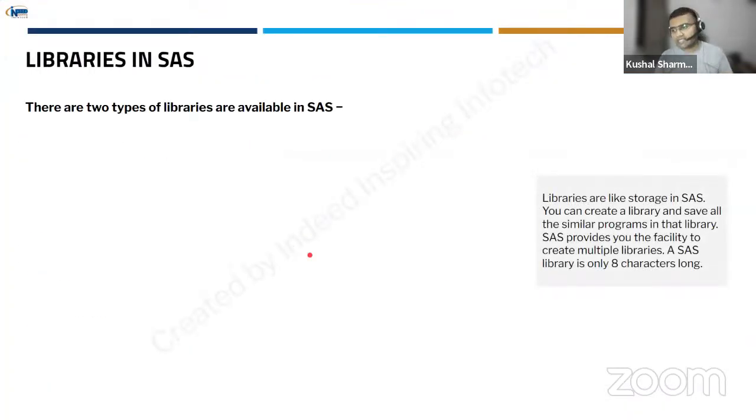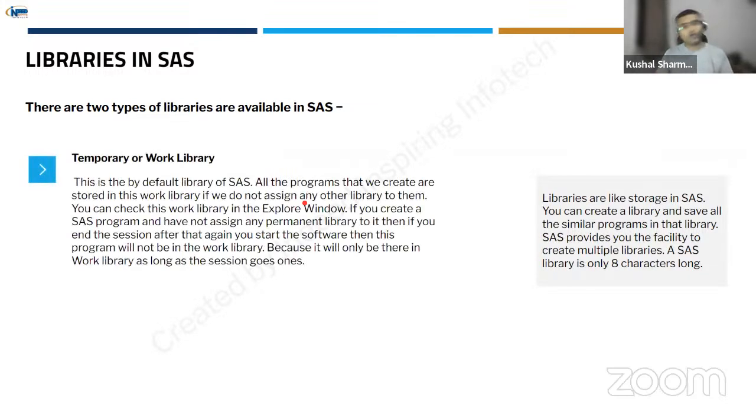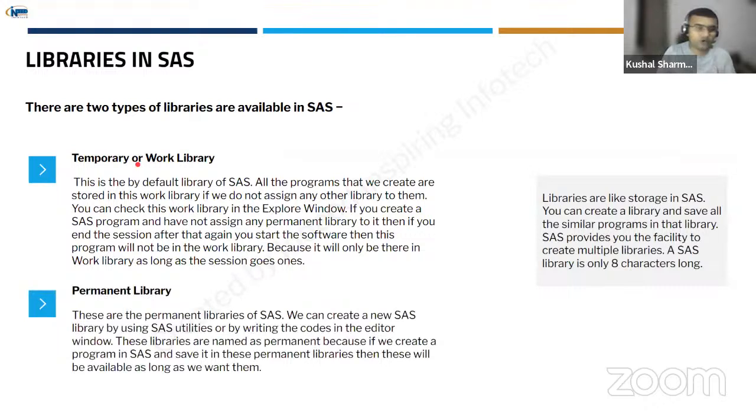Now, in case of libraries, SAS has two types of libraries. What are the two types? One is the temporary or work library. Temporary basically means that, as I was explaining, if you create a program, it actually enters into the work library. This is the default library of SAS. All the programs that we create are stored in this library if we do not assign any other library to them. You can check this work library in the explore window. If you create a SAS program and have not assigned any permanent library to it, then you end the session, and after ending the session, if you start the session again, you won't find your program over there because it's temporary. That is why it is called the temporary or work library.